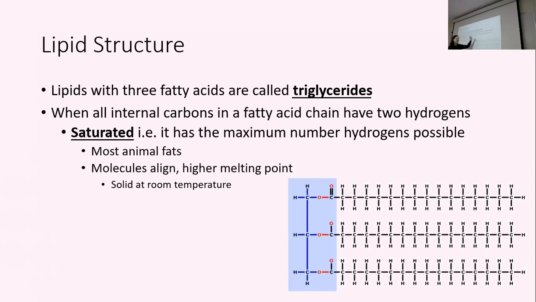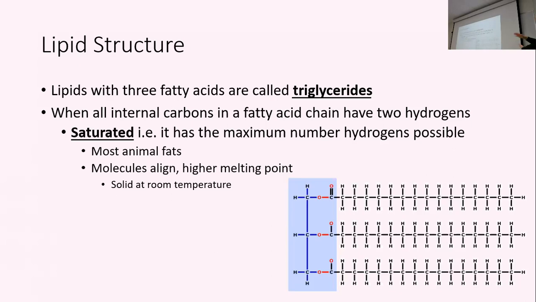So if we say a fat is saturated, it means that in these fatty acids, these long carbon chains, it is saturated with hydrogen, right? All our carbons are single bonded and we have as many hydrogens attached as will fit. Saturated fat is saturated with hydrogen. This is most animal fats, right? Because if you just have this long chain and it's all full of hydrogen, you get these very linear kind of molecules. So they can stack really close together.